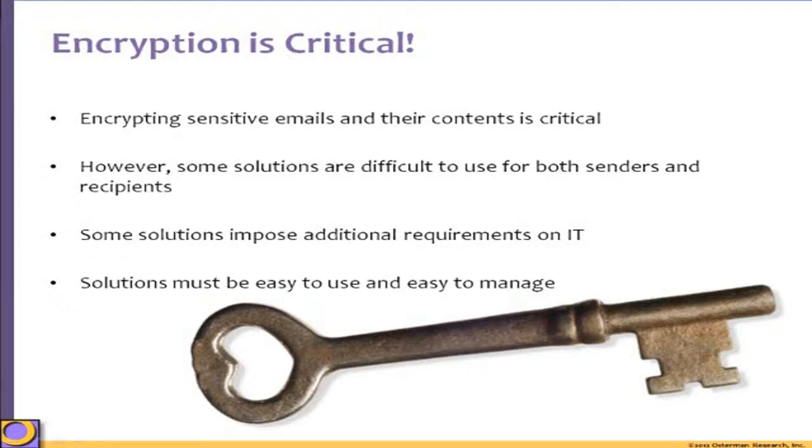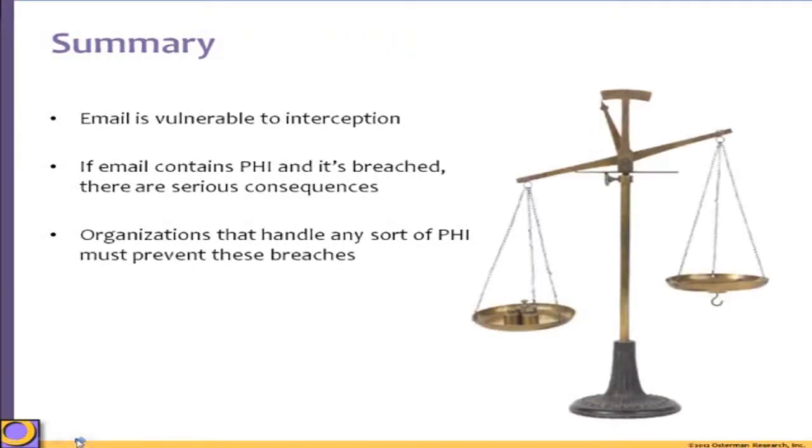So bottom line is that solutions have to be easy to use for both senders and recipients, and they also have to be easy for IT to manage to make sure that you can have that free flow of information, and so that encryption doesn't create another barrier to what you're trying to do. So in summary, email is an incredibly valuable tool in the healthcare industry, but unencrypted email is vulnerable to interception. And if an email contains PHI and it's breached, there are some very serious consequences, financial and otherwise. And organizations that handle any sort of PHI, whether they're directly involved in the healthcare industry or just on the periphery, like a doctor or an attorney or benefits administrator, what have you, absolutely has to make sure that they prevent those breaches and that they have encryption in place that can protect against them.